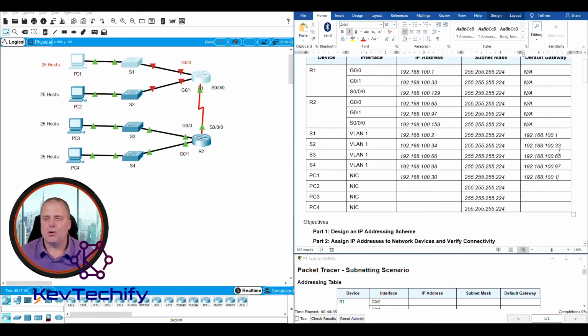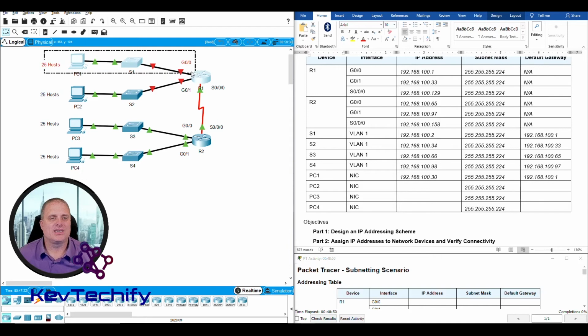Notice both switch 1 has 100.1 and PC1 has the same default gateway. These two devices are on the same network. Because they're on the same network, they have the same default gateway, same exit on and off of the network. That is how it is intended to be.